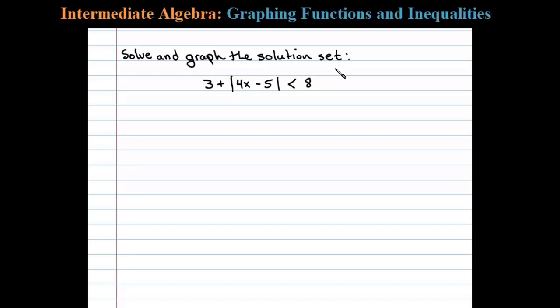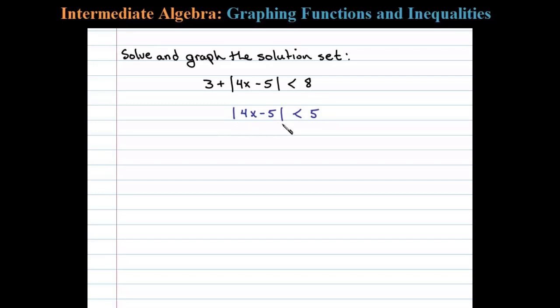Solve and graph the solution set. Here we're given an absolute value inequality. The first step is to isolate the absolute value, and we can do that here by subtracting 3 on both sides. That'll leave us with the absolute value of 4x minus 5 is less than 8 minus 3, which is 5.